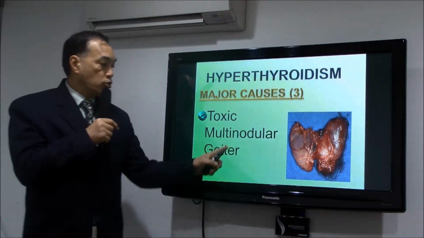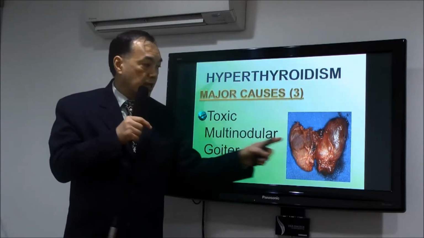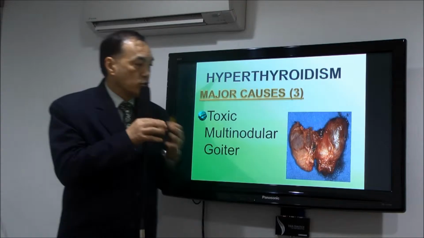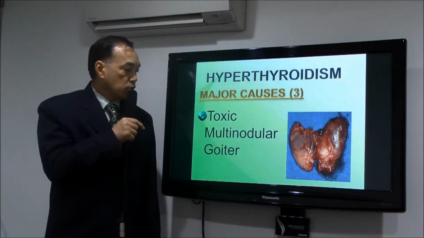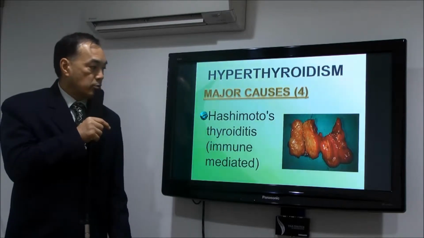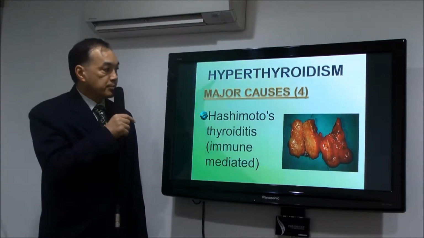Toxic multinodular goiter means the whole neck is enlarged because there are a lot of little nodules that keep on enlarging, and therefore the neck is also enlarged. This is the goiter type of toxic multinodular hyperthyroidism.